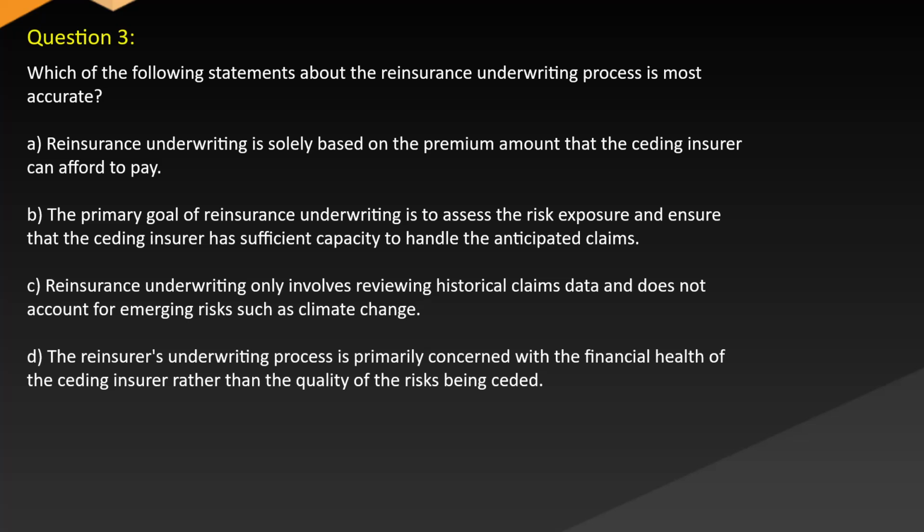C. Reinsurance underwriting only involves reviewing historical claims data and does not account for emerging risks such as climate change. D. The reinsurer's underwriting process is primarily concerned with the financial health of the ceding insurer rather than the quality of the risks being ceded.